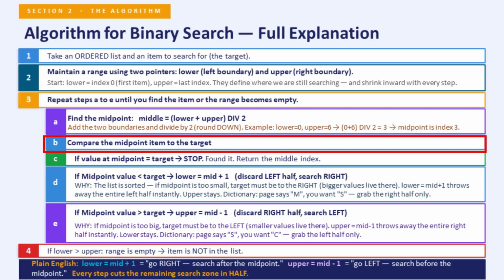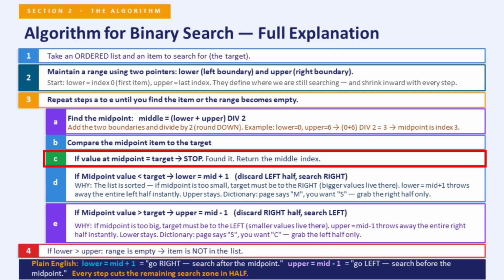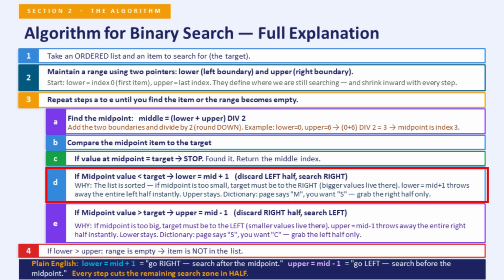Sub-step B. Compare the midpoint item to the target. Look at the value sitting at that middle index and ask, is this the item we are looking for? Sub-step C. If the midpoint item equals the target, stop. You found it. Return the middle index. Sub-step D. If the midpoint item is less than the target, set lower to mid plus 1. Let me explain exactly what this means.